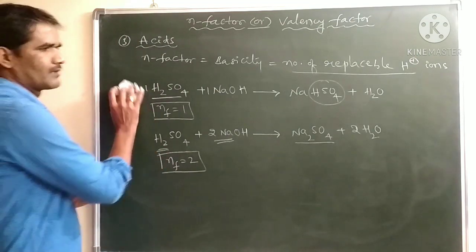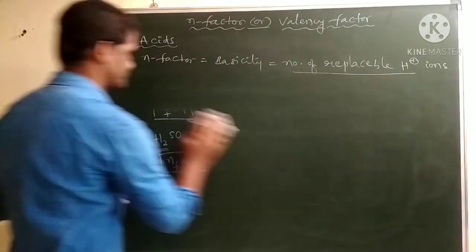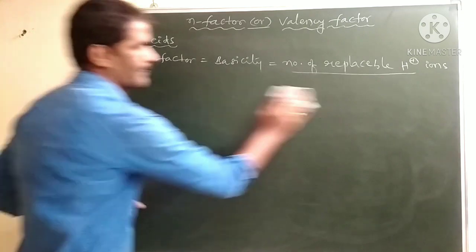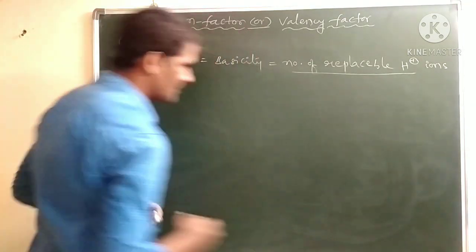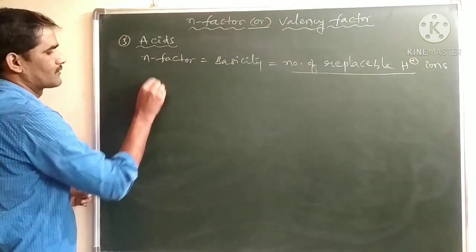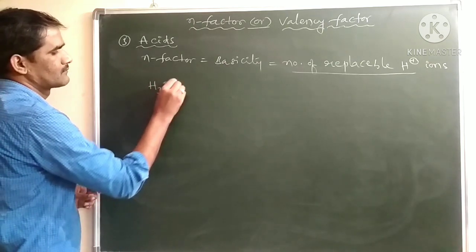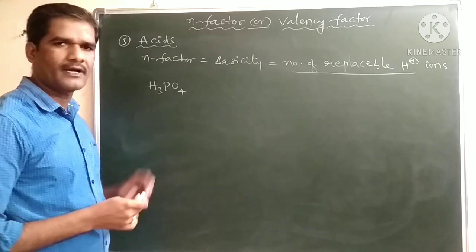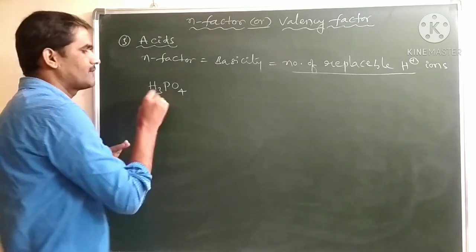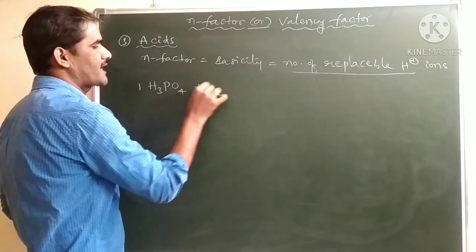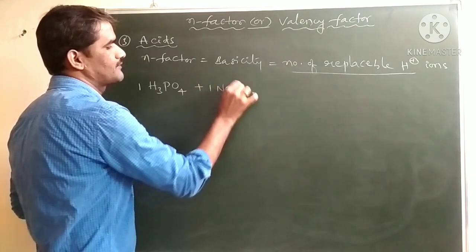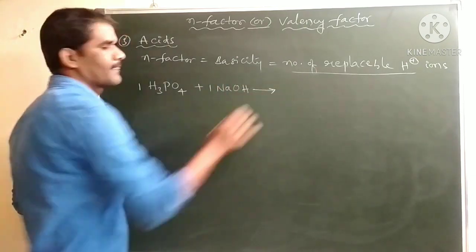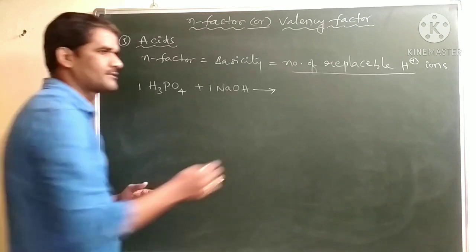Similarly, you can take one more example, the case of H3PO4. Generally we know that the N factor of H3PO4 is 3, but if 1 mole of H3PO4 is reacting with 1 mole of NaOH, let us assume it forms a product like this.